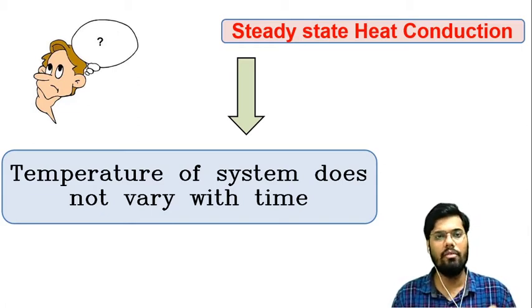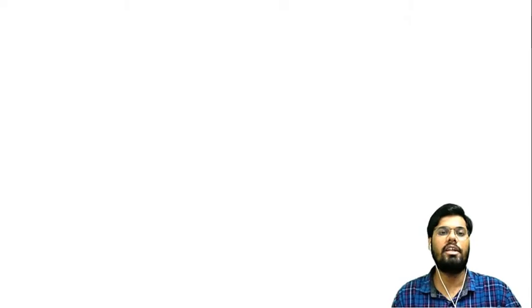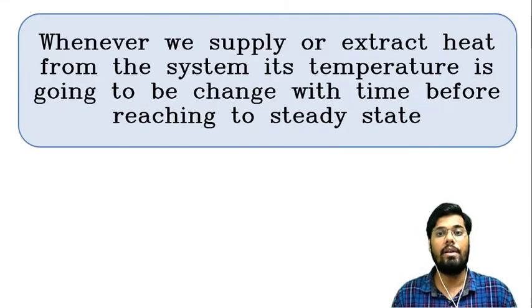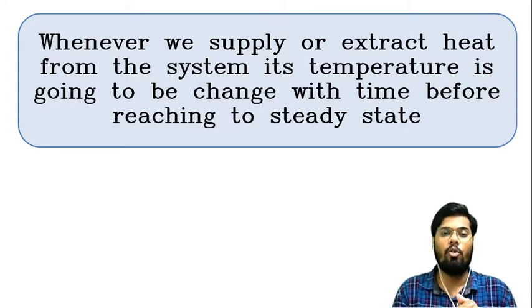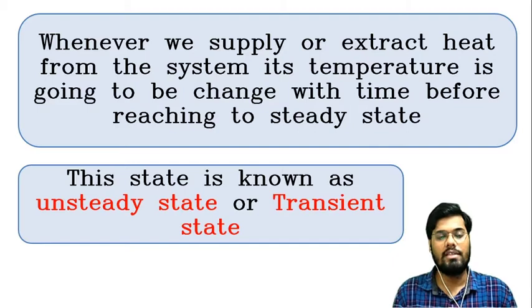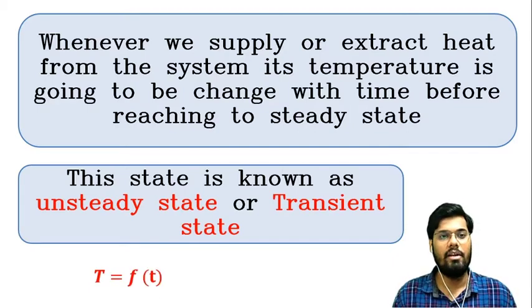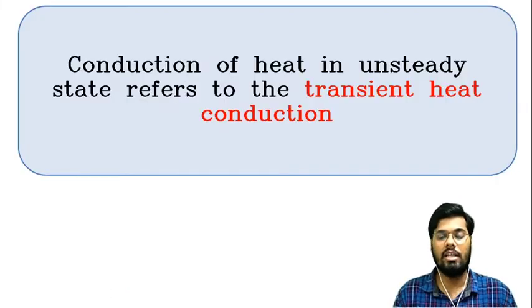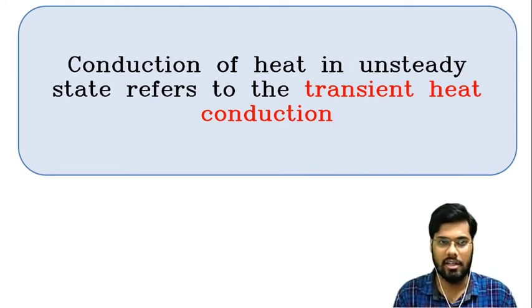Whenever we supply heat or extract heat from the system, the temperature of the system changes with respect to time before reaching the steady state. This state is known as the unsteady state, or a transient state, where temperature is a function of time, and conduction of heat in the unsteady state refers to transient heat conduction.